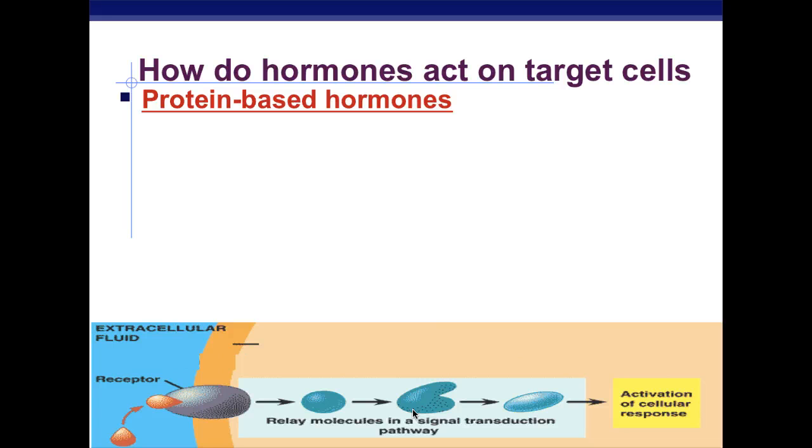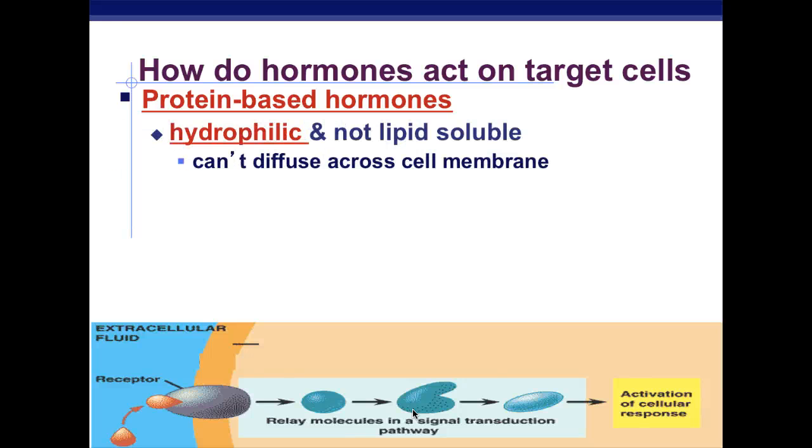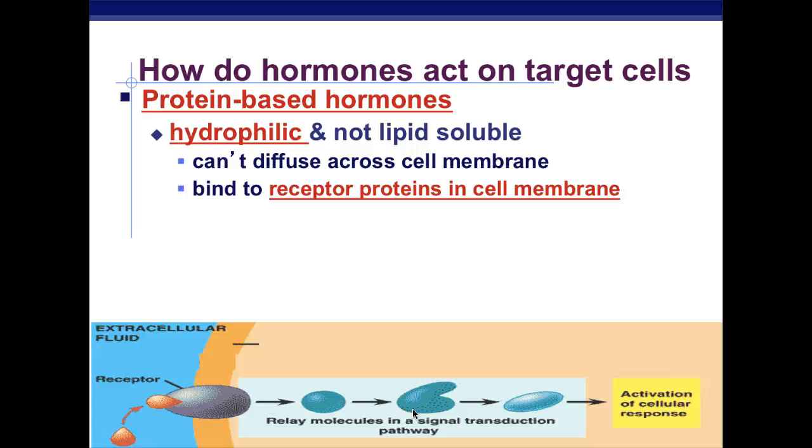So how do hormones act on target cells? Remember, target cells are the cells that actually receive the signaling molecule. So the hormone would be the signaling molecule, which would be sent from one part of the body, and then the target cell is going to be the cell that actually receives that hormone. And the way protein-based hormones work is that proteins, for the most part, are hydrophilic and not lipid soluble, meaning they're not able to cross the cell membrane. And therefore, in order to send the signal, protein-based hormones have to bind to a receptor protein in the cell membrane.